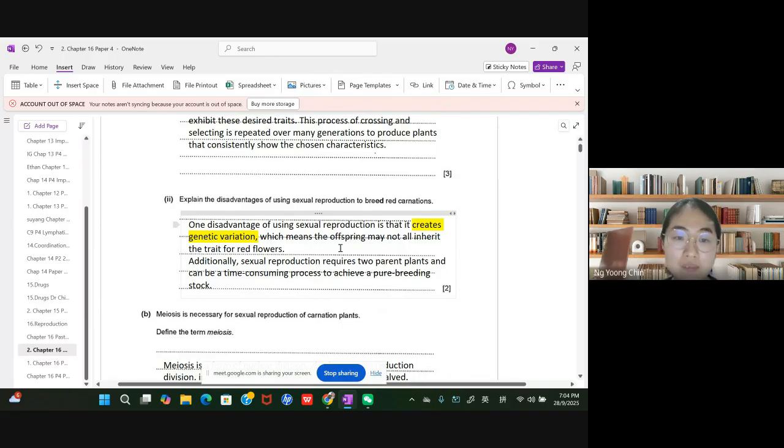And also, sexual reproduction requires two parent plants. So this will be a time-consuming process to achieve the pure breeding stock. This means that sexual reproduction requires a longer time to complete, and also spends more energy. It requires more energy input to produce the offspring compared to asexual reproduction.